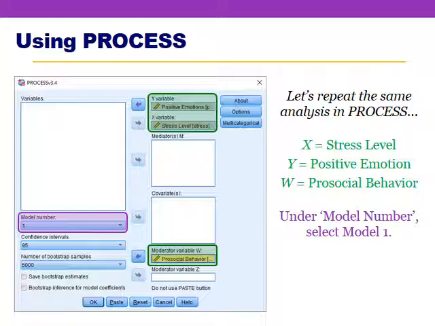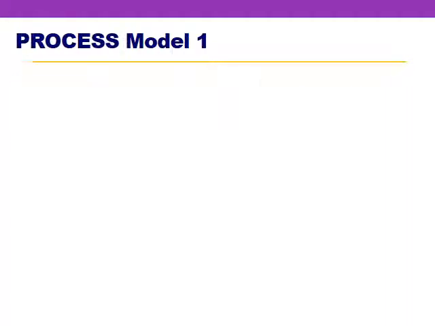This is one of those 90 things, and if you click this drop-down menu, you'll see a list of all the things that process can do. If you're curious to learn more about these things, there's a manual available online that goes through every single different analysis that process can do.